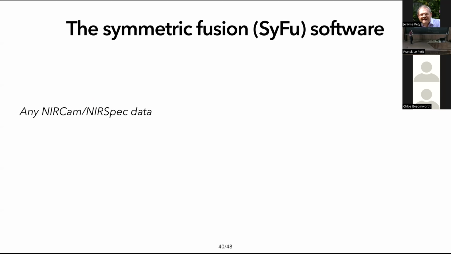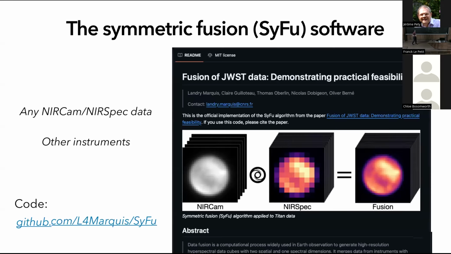And this software has multiple interesting properties. First, you can use any NIRCam and NIRSpec data that covers the same field of view and the same wavelength range in order to perform your fusion. It is quite easily implementable for other instruments. You need just the model of those instruments and a few pre-processing steps, and it will be doable. And of course, the code is open source and freely available on GitHub.